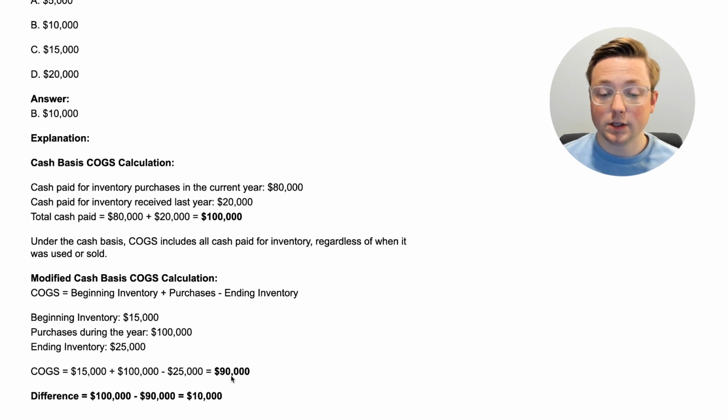So what's the difference between the two? $100,000 less $90,000 is $10,000 difference. So that's why B is the right answer.